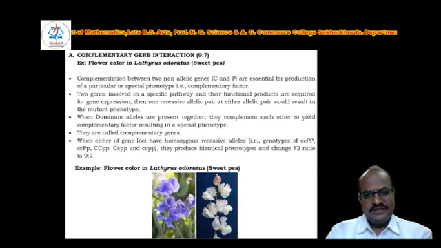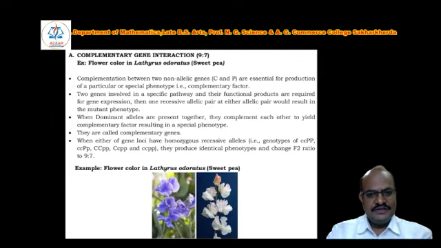In this gene interaction, we are studying the flower color in Lathyrus odoratus, which is the scientific name given to the sweet pea plant. In the sweet pea plant, complementation between two non-allelic genes is essential for the production of a particular or special phenotype. That is the complementary factor.